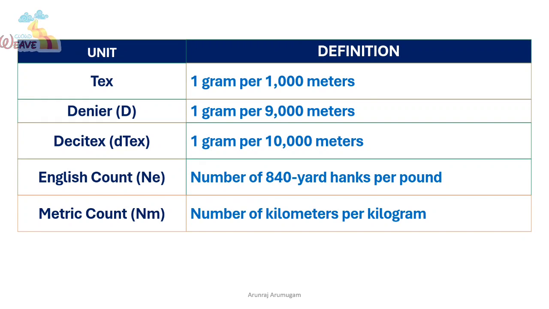In conclusion, both direct and indirect systems offer different methods for measuring yarn linear density, each with its own set of units and calculations. Understanding these systems and their types is essential for accurately assessing and comparing yarns in the textile industry.